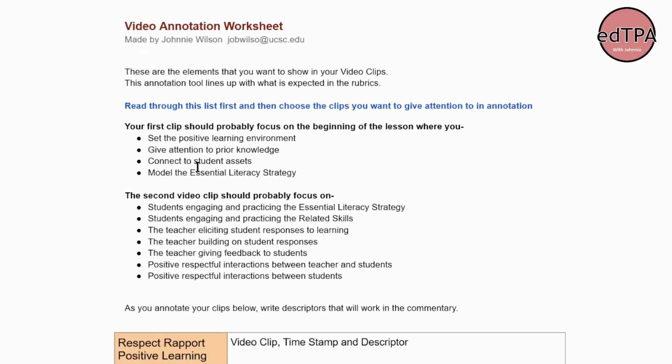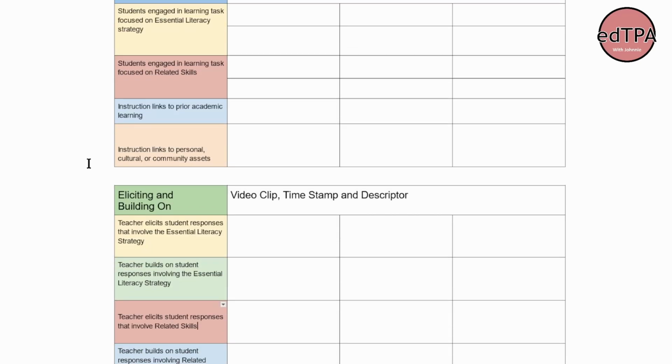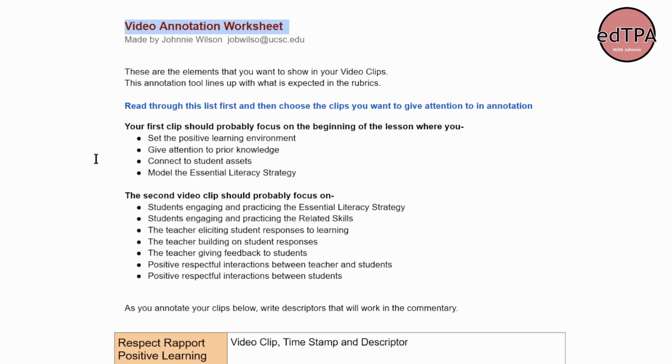I do hope this will be helpful for you. Remember, first clip should probably be that front end of your lesson. Second clip, the heart of your lesson. Clips can come from more than one lesson. Do have these in mind as you're recording. Then you will be set up to annotate really, really well. In fact, if you worked all of your lessons to ensure that you have all these elements, you will have a great TPA. This is the video annotation worksheet, and I do hope that it will be helpful for you.